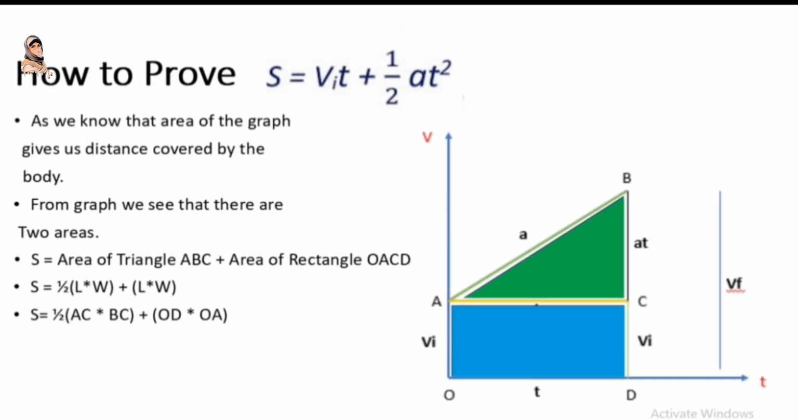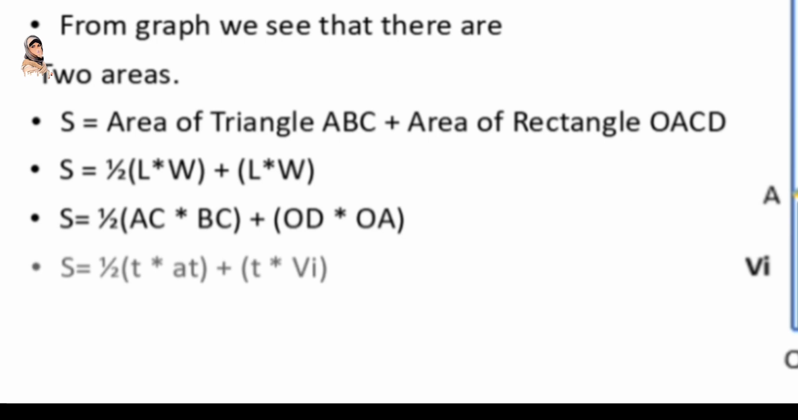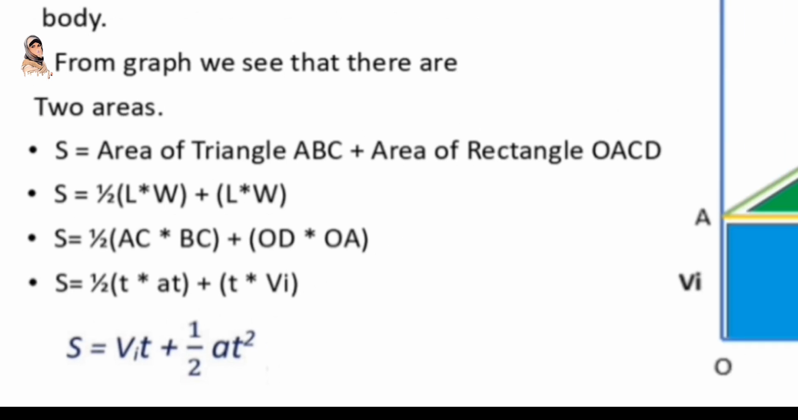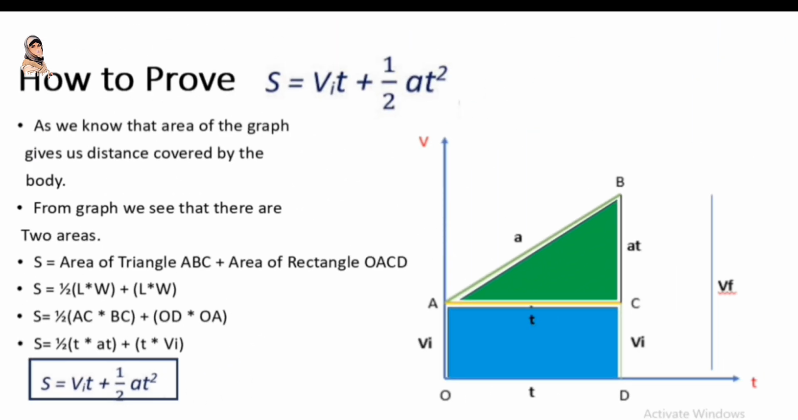Also you can see that AC is equal to t, BC is equal to at, and OD is equal to t. Also OA is equal to Vi. So by putting these values we get the equation S is equal to half t multiply at plus t multiply Vi. By rearranging these values we get the equation S is equal to Vi t plus half at square. So students, this is the second equation of motion. This is a very easy method to prove the second equation of motion.